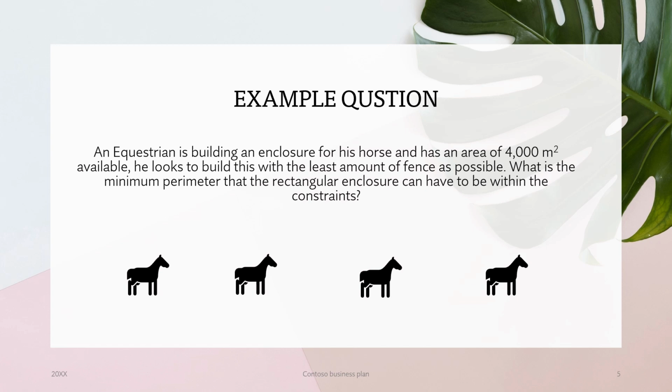So here's my example question. An equestrian is building an enclosure for his horse and has an area of 4,000 meters squared available. He looks to build this with the least amount of fences possible. What is the minimum perimeter that this rectangular enclosure can have to be within the constraints?